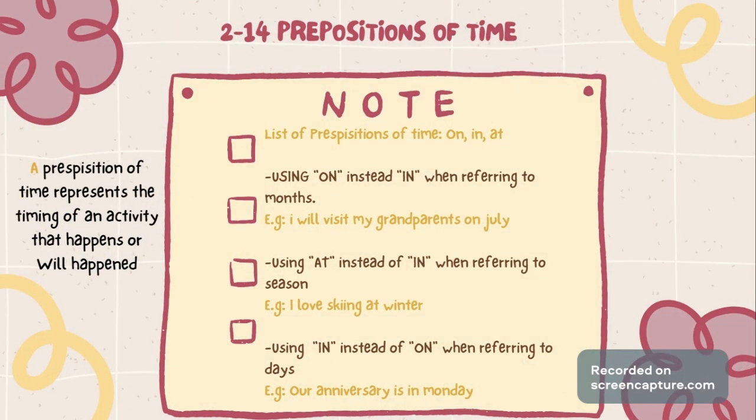And next, prepositions of time. A preposition of time represents the timing of an activity that happens or will happen. List of prepositions of time. Example of a mistake: using on instead of in when referring to months. Example, I will visit my grandparents on July. Using at instead of in when referring to seasons. Example, I love skiing at winter. And using in instead of on when referring to days. Example, our anniversary is in Monday.